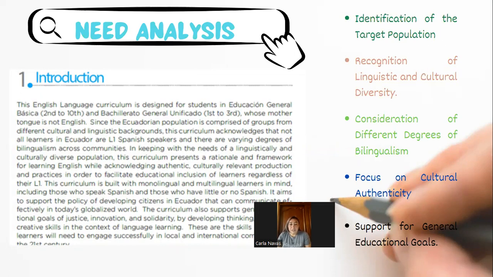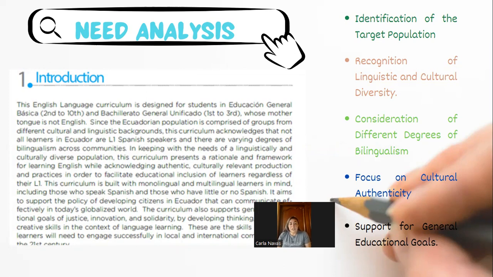The next part is recognition of the linguistic and cultural diversity. The analysis acknowledges the cultural and linguistic diversity in Ecuador, and indicates that the population includes groups with different cultural and linguistic backgrounds. This recognition is essential for understanding the diverse needs of the students.